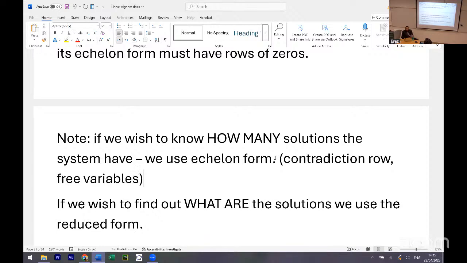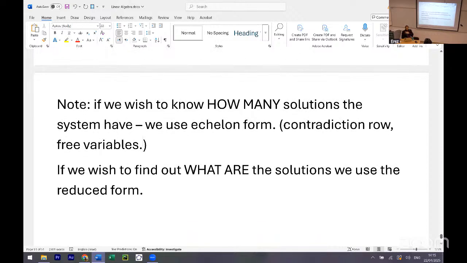If there is a contradiction row, then we have 0 solutions. If there is no contradiction row and we have free variables, then we have an infinite number of solutions, because in the free variables we can substitute any number of the field, if the field is infinite. And so just knowing how many solutions, it is enough to go to the echelon form.